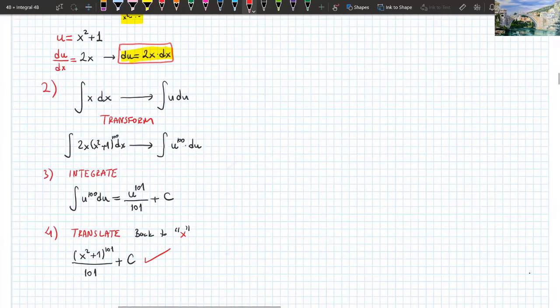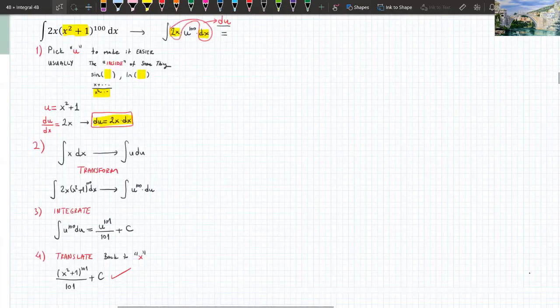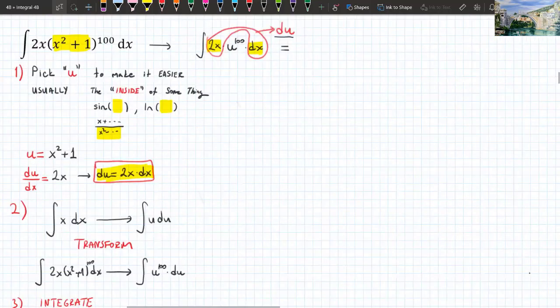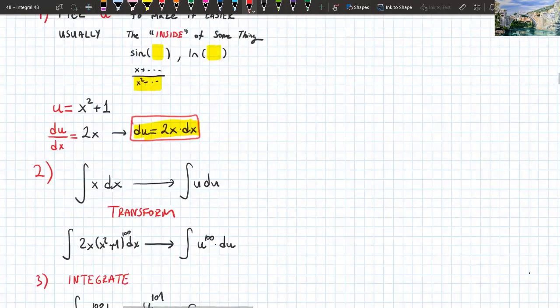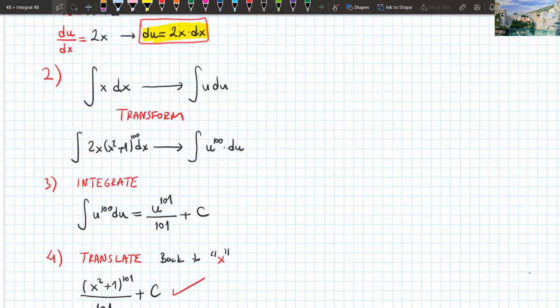We won't write all of the steps one by one like that, but it works in this way. First of all, you need to pick u. You need to be careful. Usually, it will be the inside function. It will be the sine of something or cosine of something, ln of something. That part will be u. Or if you have a fraction, a rational function, usually it will be the denominator. Then you will transform the function in terms of u. You will write everything in terms of u. Then you will integrate. Then you will translate, again writing x values. It will be the end of the calculation.